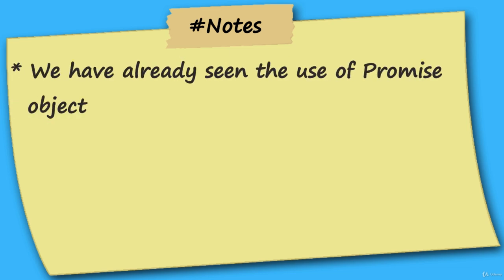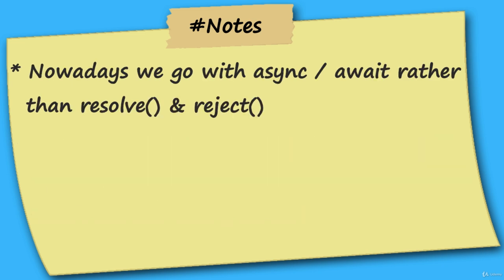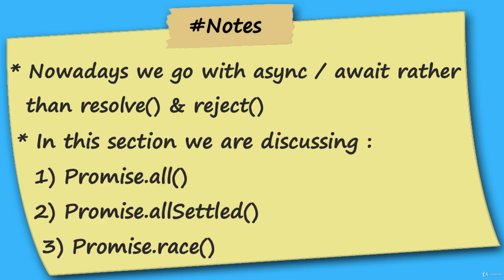We have already seen the use of promise object. We also discussed the resolve and reject methods, which are the most commonly used methods with promises. Though nowadays we go with async await rather than resolve and reject, which will be the next topic of our discussion. But in this section, we are discussing these 3 methods.